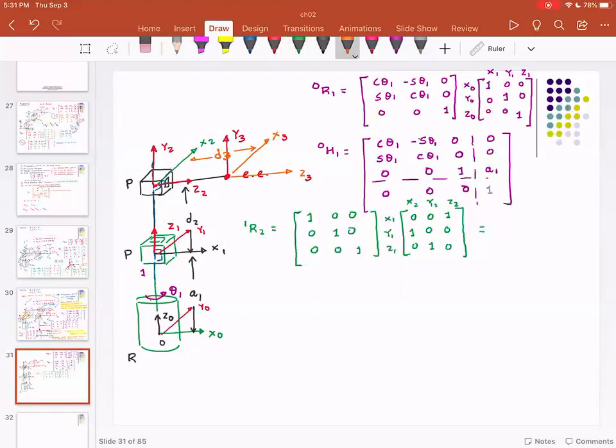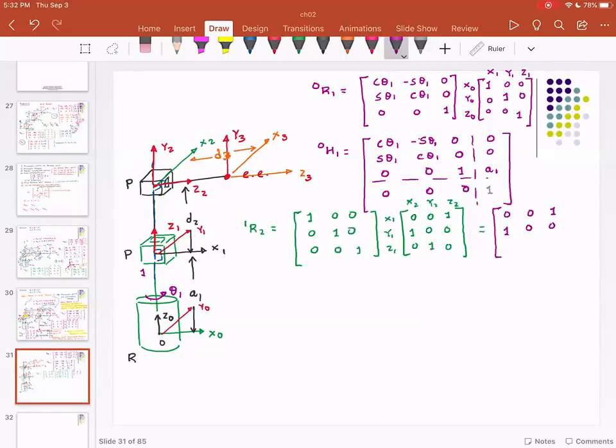D3 are the variables that change with respect to time. A's are the variables that remain constant. So when you multiply these two, you're going to have first row, first column, 0. First row, second column, 0. First row, third column, 1. Second row, first column, 1. Second row, second column, 0. Second row, third column, 0.